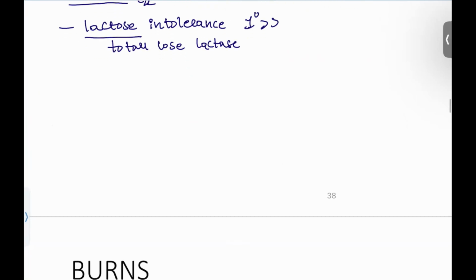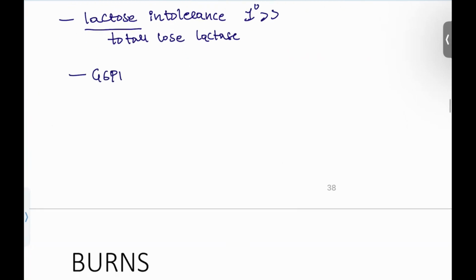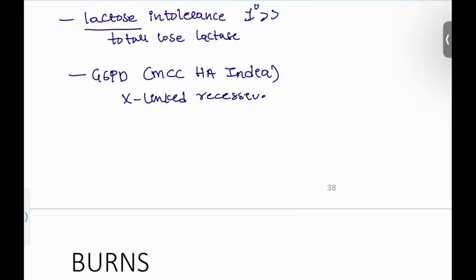And next one is G6PD. G6PD deficiency is the most common cause of hemolytic anemia in India. Okay, intravascular hemolysis, these patients will have G6PD deficiency. And what is the G6PD inheritance? It is X-linked recessive. Mostly the mother transmits this to the babies. And what is seen on the peripheral blood smear? Heinz bodies. The Heinz bodies and bite cells are seen on the peripheral blood smear.